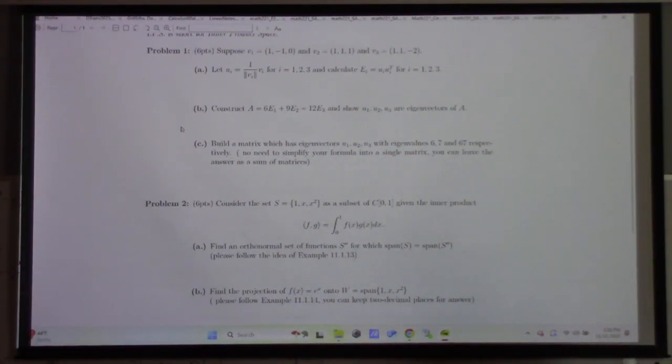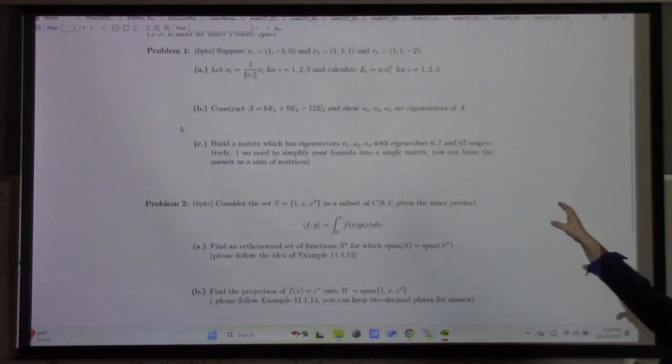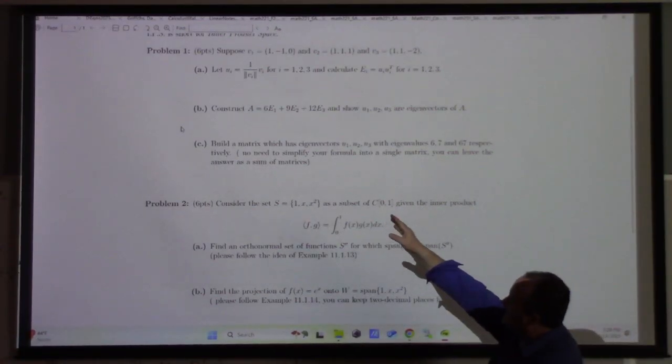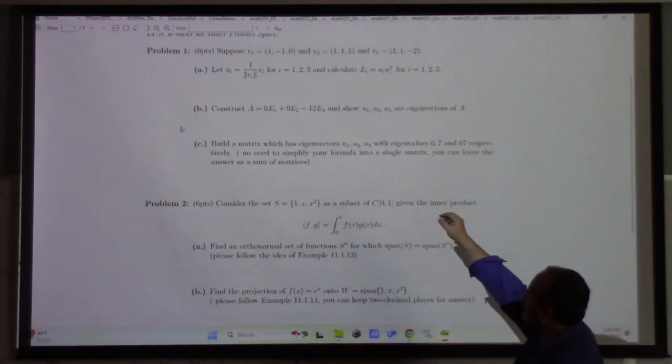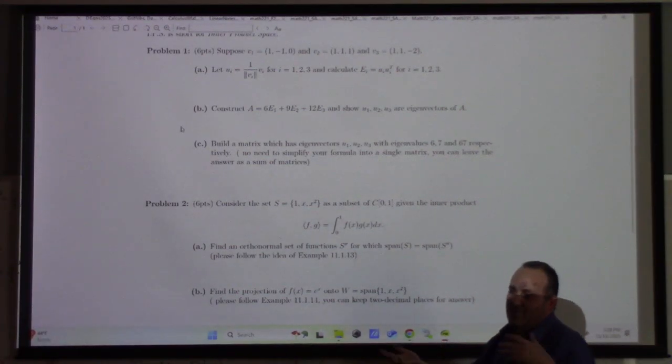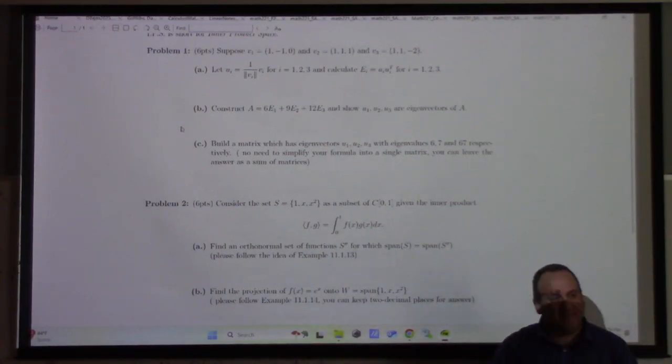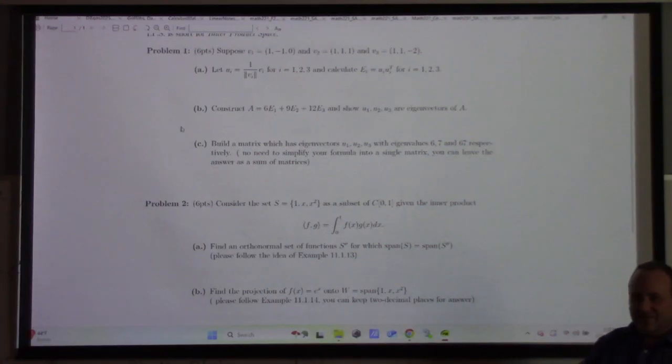You can divide by the length. All right. And then build the E1, the E2, the E3. These are 3 by 3 matrices that are basically built from the basis. And then construct this, 6E1 plus 9E2 plus 12E3 and show that E1, E2, and E3 are eigenvectors. I actually want you to multiply the matrix, find out the matrix, and actually do the multiplication, see what happens, okay? Don't just assume it works like I showed you. All right, actually go through the calculation.